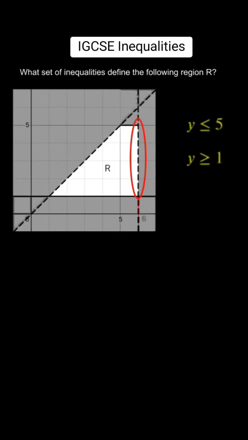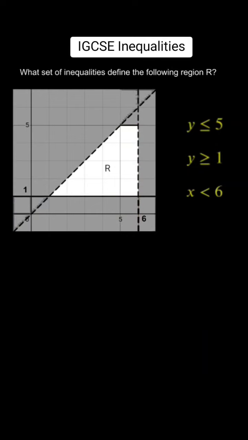Next, we look at this vertical line on the right hand side. This one lies on the line x equals 6, and we're interested in the region to the left of it, that is for values less than 6. Since this is a dotted line, we have to use the inequality x less than 6, not inclusive.